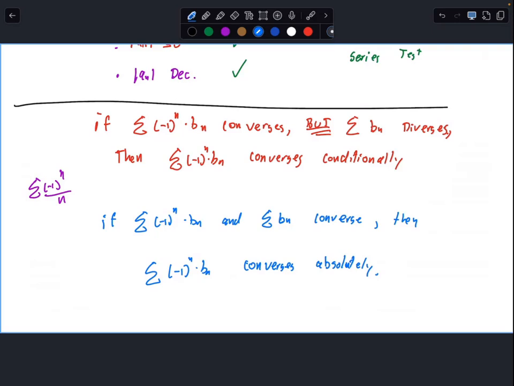So I may ask you on the exam to determine, if it does converge, if it's an alternating series, whether it converges conditionally or absolutely.